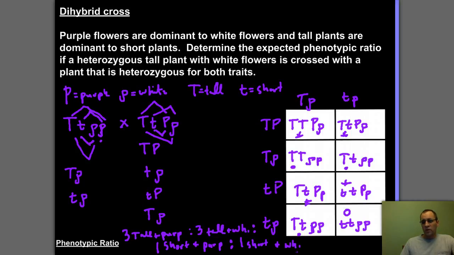We could also say we expect 3 out of 8 to be tall and purple. You could convert that to a percentage if you wanted to. 3 divided by 8 times 100, that gives you the percentage. 3 over 8 we would expect to be tall and white, and 1 out of 8 we'd expect to be short and purple or short and white. Okay, so let's move on to the next one.